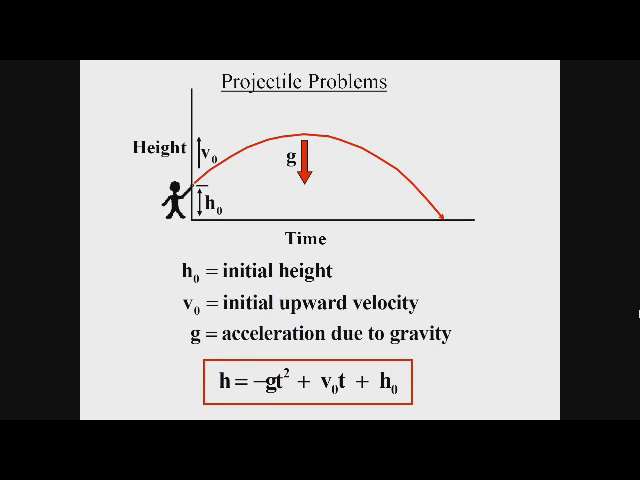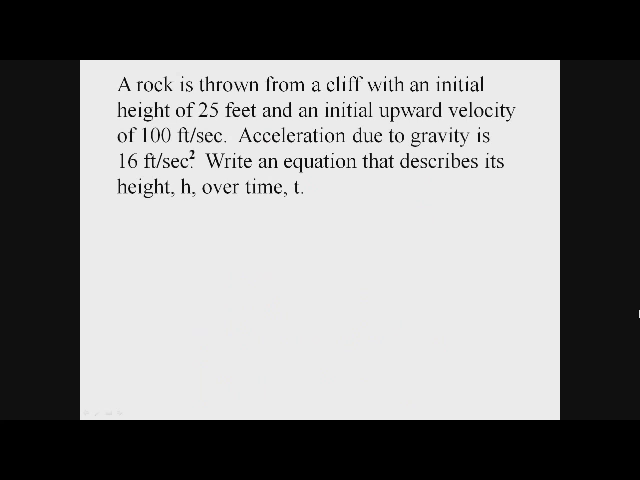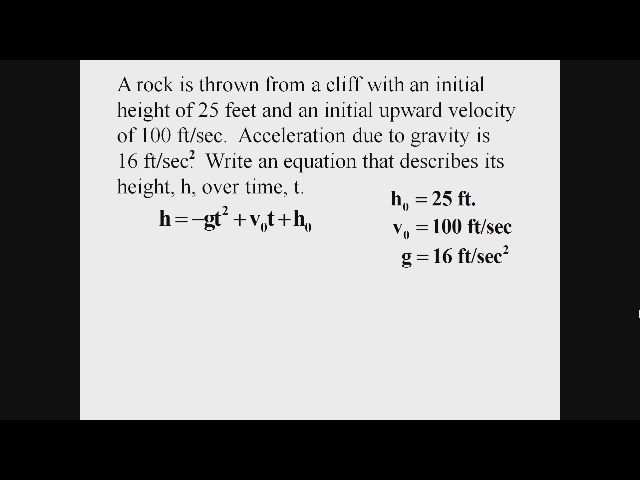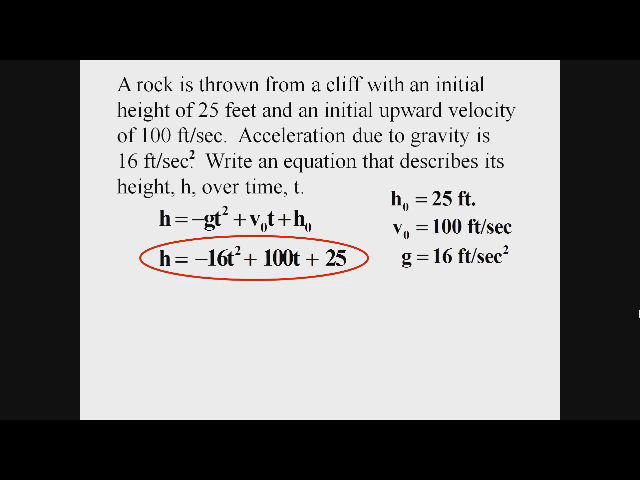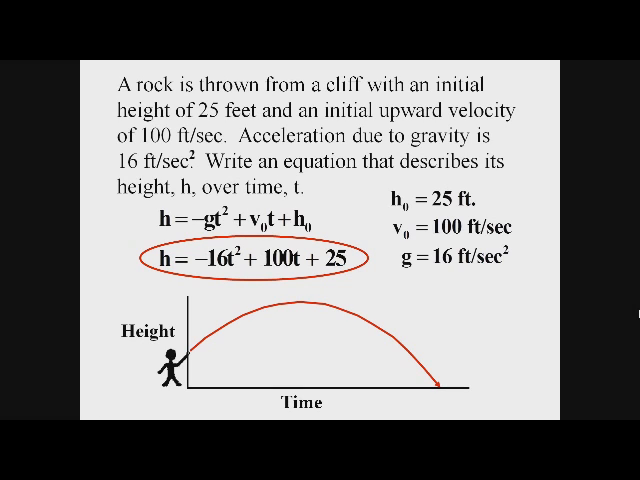So now let's take a look at a real-world problem and see how this would be used. A rock is thrown from a cliff with initial height of 25 feet and an upward velocity of 100 feet per second. Acceleration due to gravity is 16 feet per second squared. Write an equation that describes its height h over time t. Well, we know the formula, so we'll start with that. We know the initial height is 25 feet, the upward velocity is 100, and acceleration due to gravity is 16 feet per second squared. So we'll just plug those values into our equation, and we will get a very simple equation that describes the height over time for this rock. The rock goes up and it comes down.